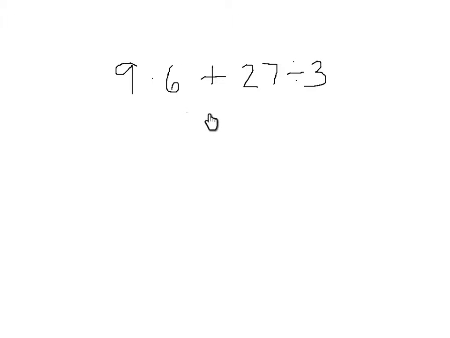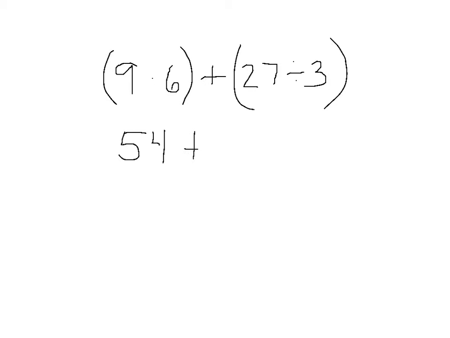Well, I start at the left and work my way to the right. But just to help me out, I'm going to cheat a little bit. I'm going to add some parentheses so it makes it a little clearer where I have to start. 9 times 6 is 54, plus 27 divided by 3. That equals 9. 54 plus 9, wait for it, let me get my calculator, I believe is 63.